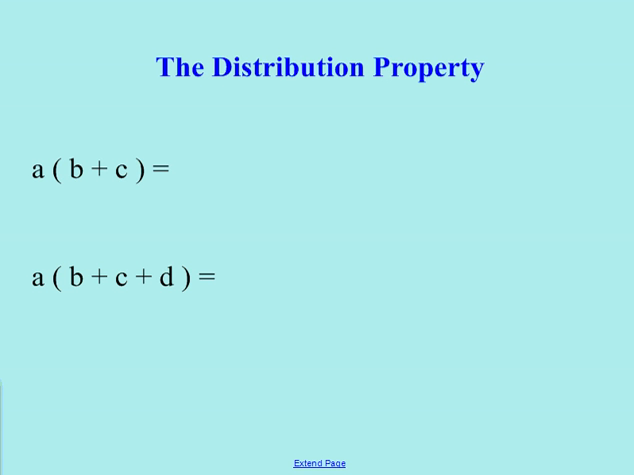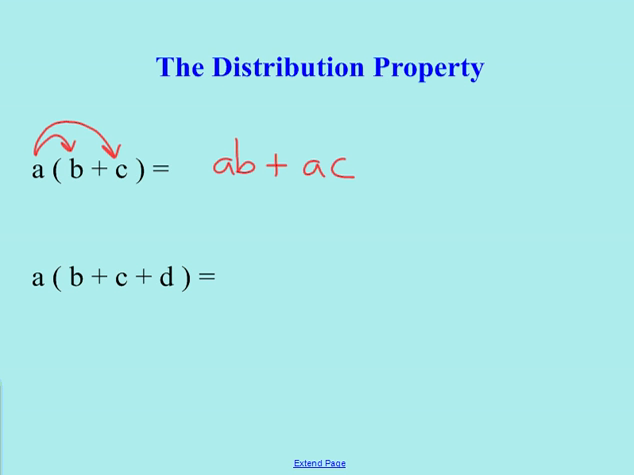Next, we're going to review the distribution property. As you already know, when we multiply something by a quantity in parentheses, we need to distribute the coefficient out in front. So in this case, we're distributing the a to end up with ab plus ac.